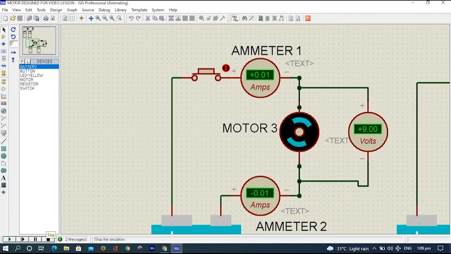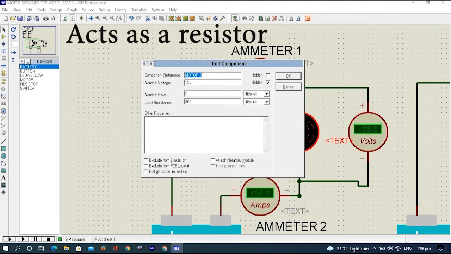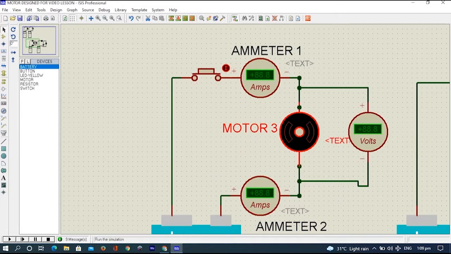Stop the simulation. Actually, our load itself is also a resistor. It has its own internal resistance. In this case, the internal resistance of our motor is 800 ohms. Now let's reduce it to 100 ohms. Let's run this simulation again. Our current here increased from 0.01 amps to 0.09 amps, and our voltage here, our force that pushes the current, slightly decreased because our internal resistance here also decreases.